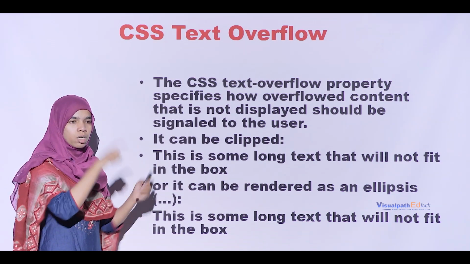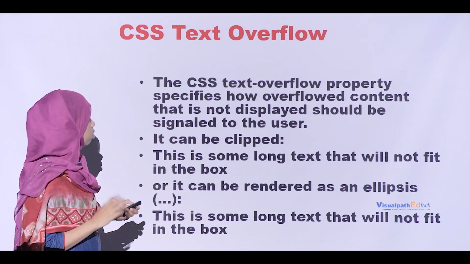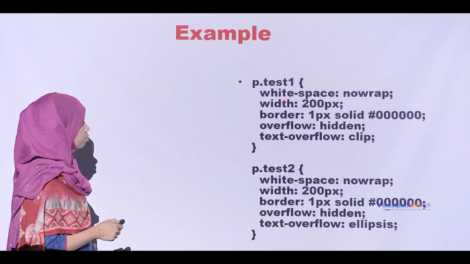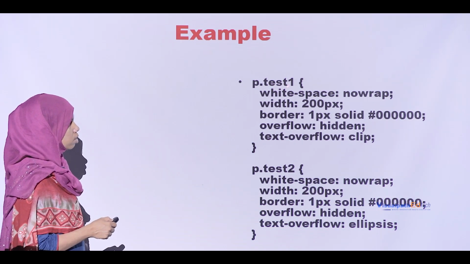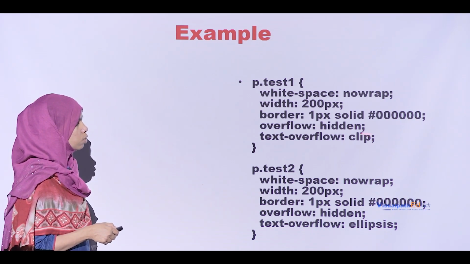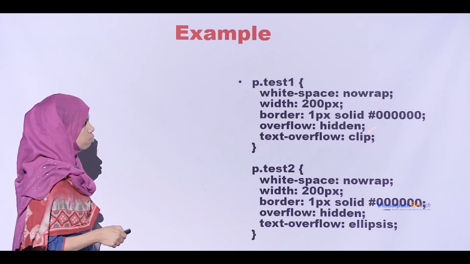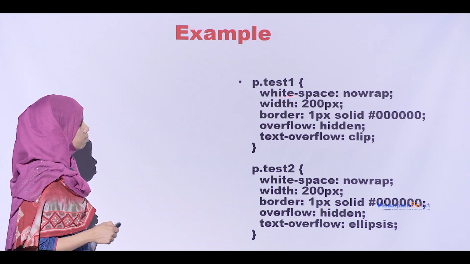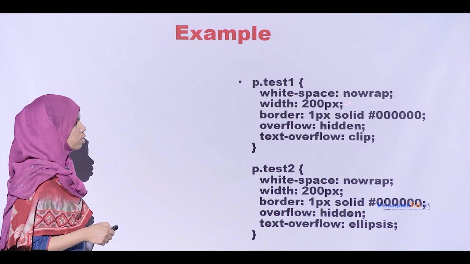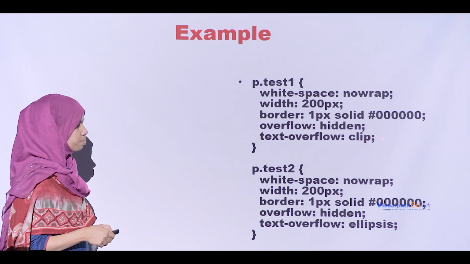So ellipsis, in the sense that if the content is so long, it will stop with dots over there, right? So that is about the overflow. An example is given to you. If there is a paragraph and we are applying test case 1, this is how we are overflowing the content of the text. We are doing it with clip. With clipping, you maintain the overflow of the text and various other attributes, that is white-space: nowrap is applied onto it. The width of the box is 200 pixels, a border is applied, and the text-overflow is of type clip.